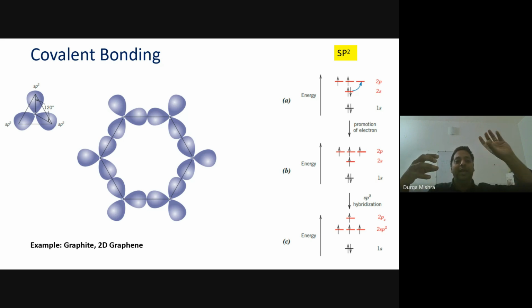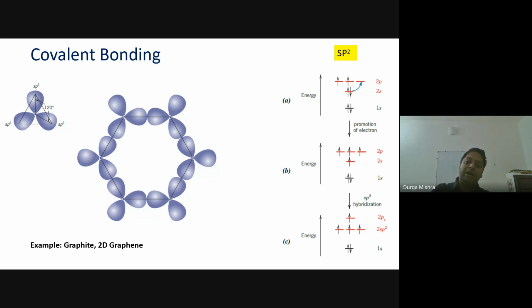Now the next carbon atom comes, and they will share electrons, this sp2 overlap will happen, and you get something called graphite. So graphite has sp2 hybridization, while diamond has sp3 hybridization. This bonding decides the properties of the material. Graphite then becomes brittle.